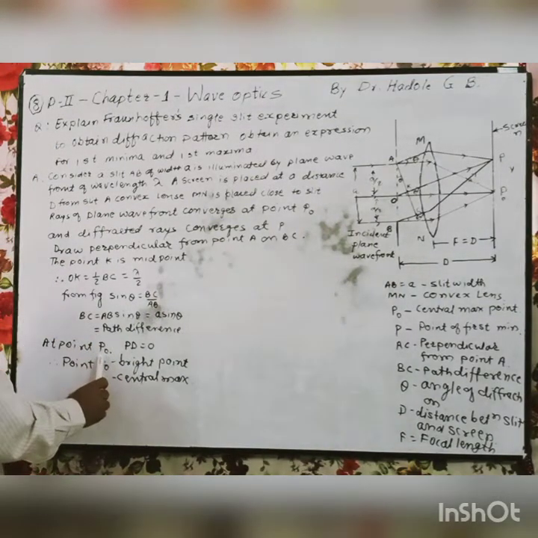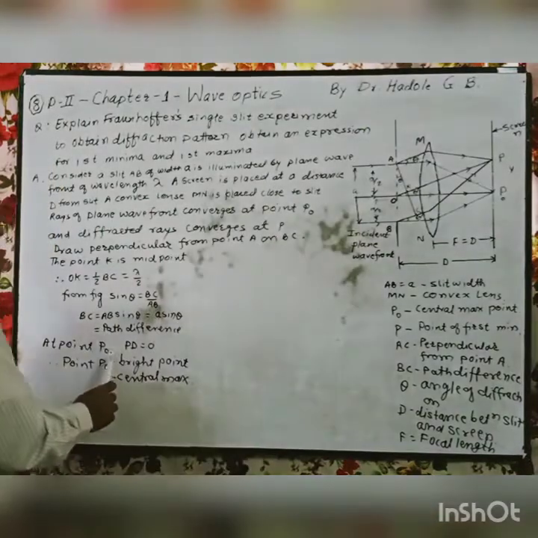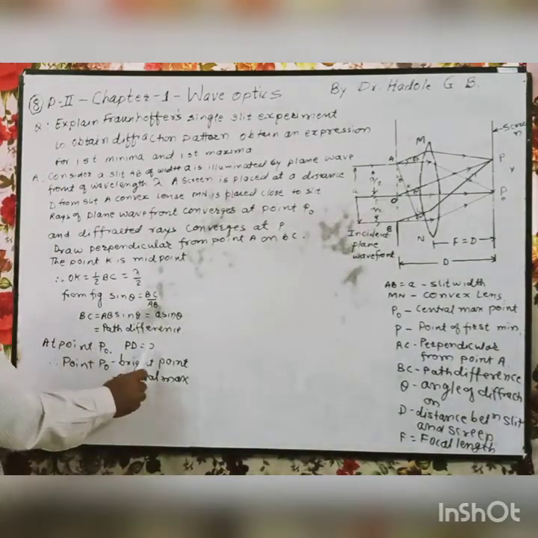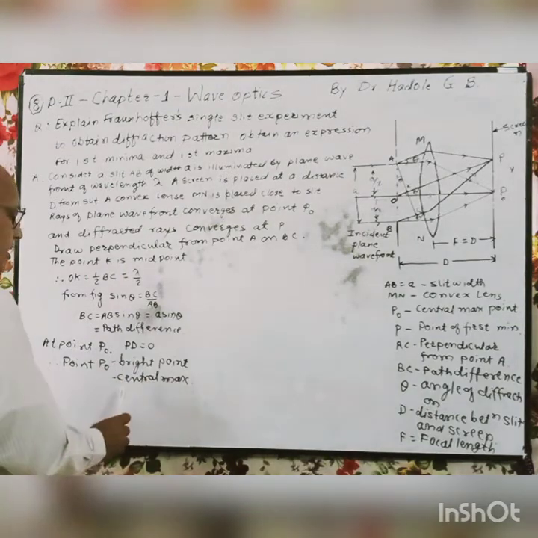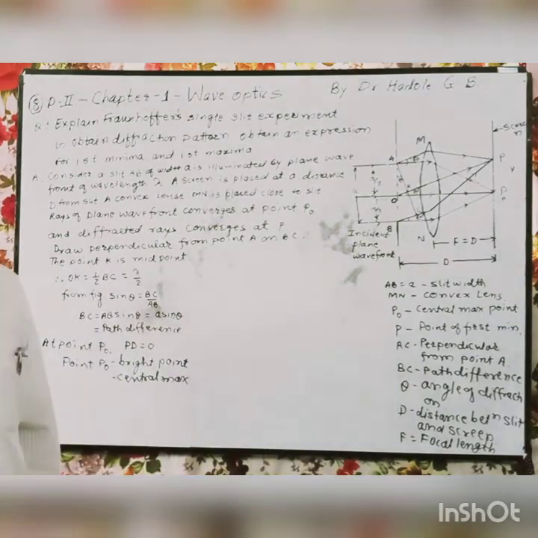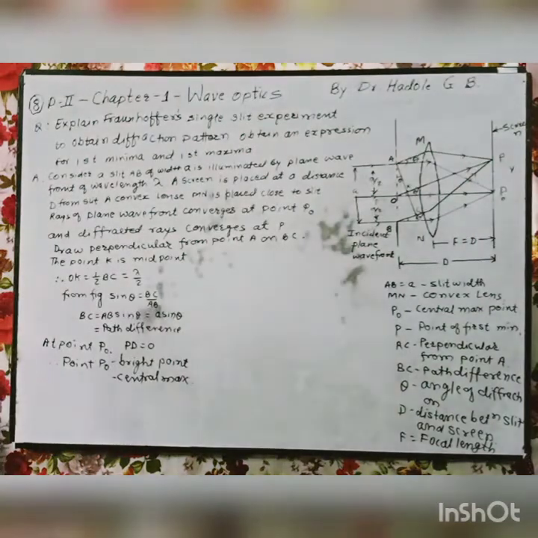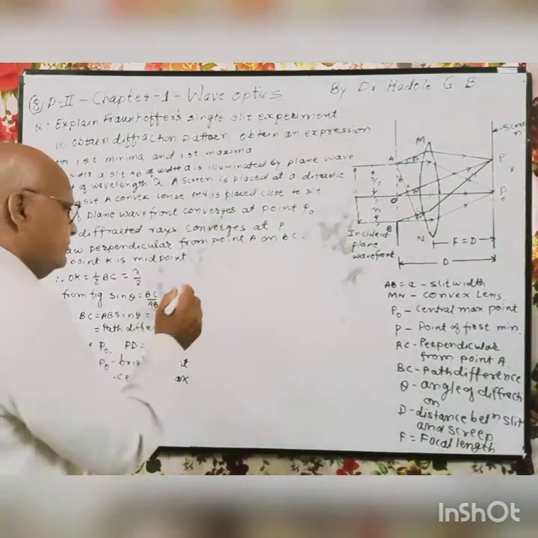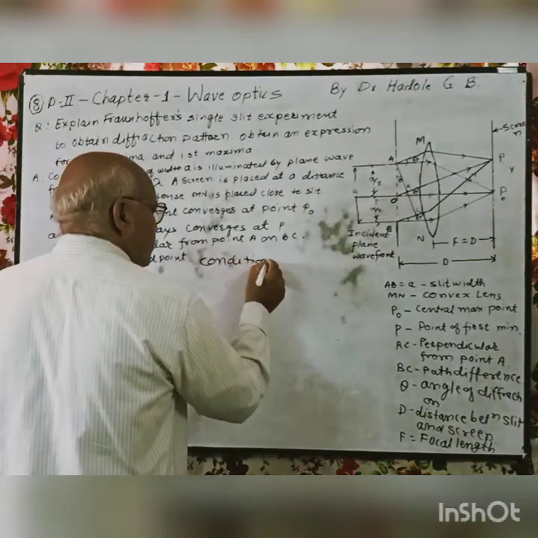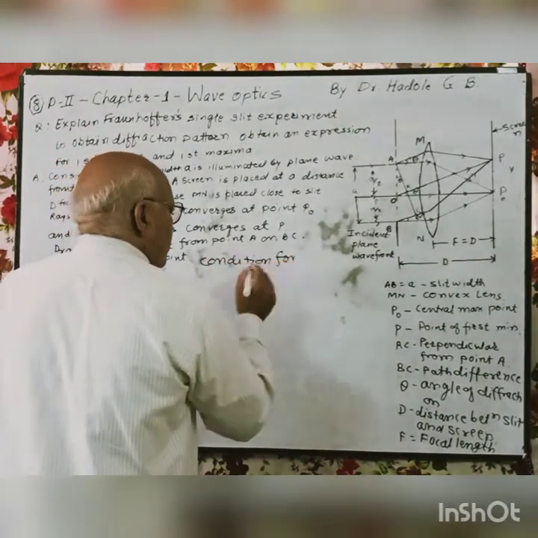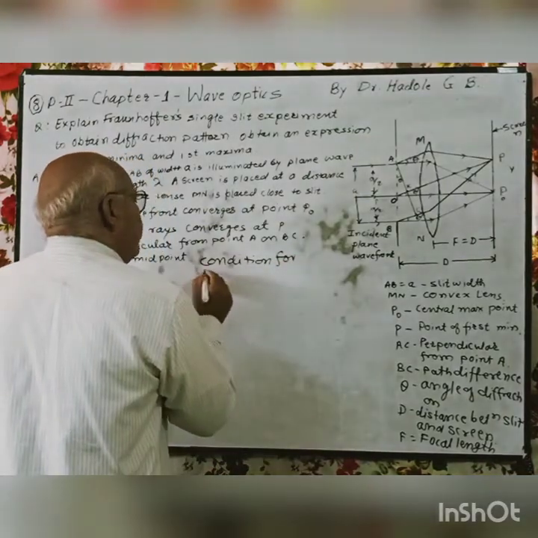Now, at point P0, as I have already told you, the path difference is equal to 0. Therefore, point P0 is a bright point. It is also called the central maximum point. Now let us obtain the condition for first minimum.